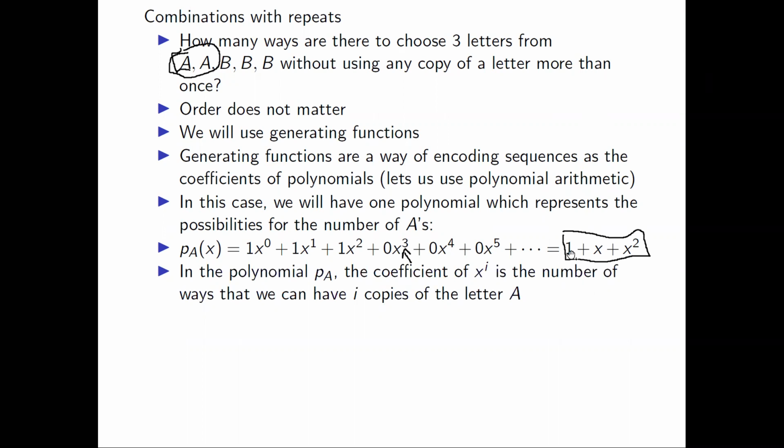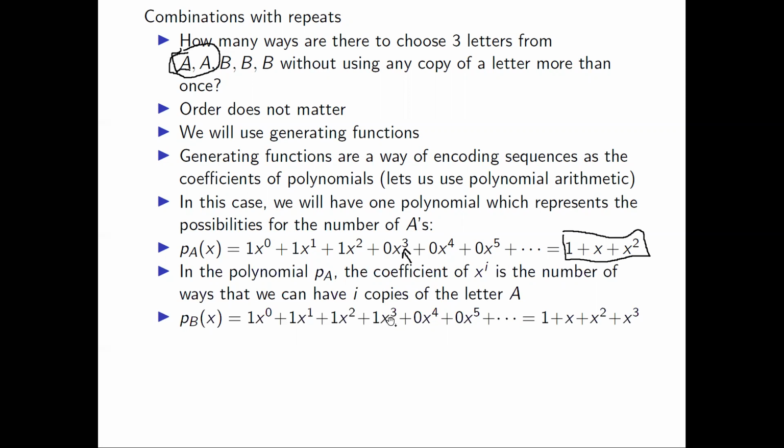So we can only have i copies of the letter A for i equals 0, 1, or 2 because we only have two A's to use. We'll do something very similar with B. We define a polynomial which represents the possibilities for the number of B's. This looks like the one for A, 1x to the 0 plus 1x to the 1 plus 1x to the 2, but then the x to the third term is different.